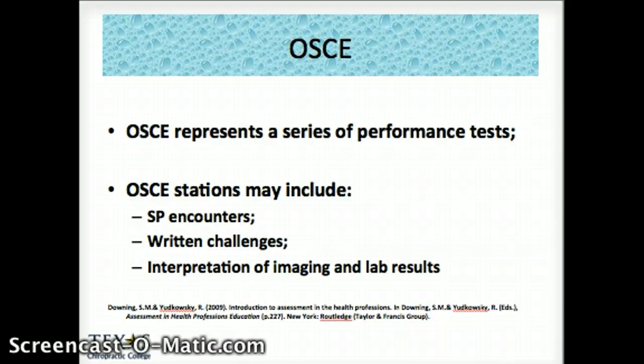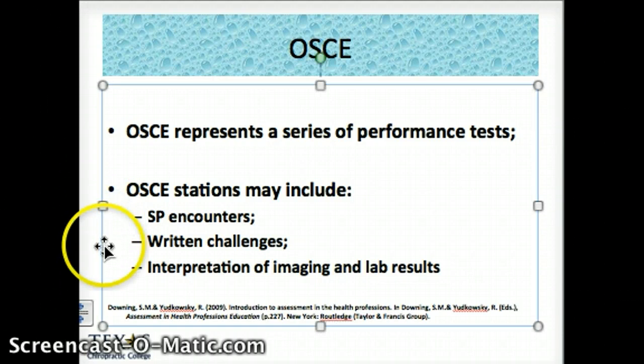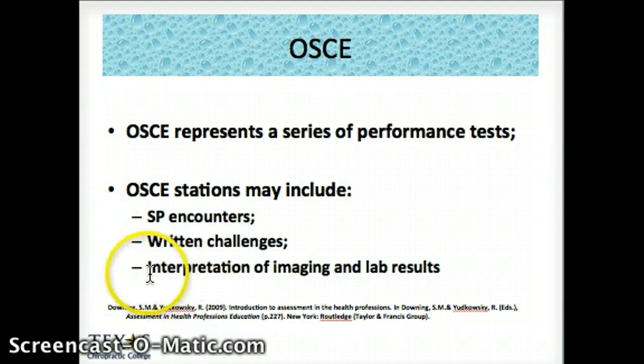The OSCE itself is a series of performance tests, everything from history taking, general communication, physical examination, specialized tests. The stations include standardized patient encounters, which are the patient actors, occasionally accompanied by written challenges, and include an interpretation of imaging and lab results.